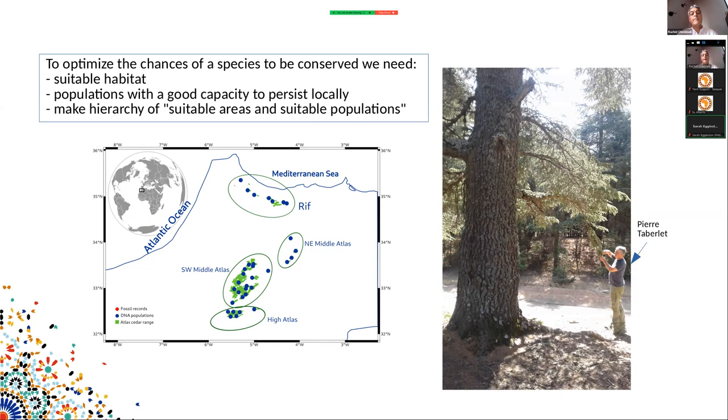So this is the first idea, is to genotype the species, to try to find out where are the populations that have the highest genetic diversity and therefore to have the highest chances to persist locally. Just one word about the genetics for those of you who can be interested, and we can talk about that on the chat.